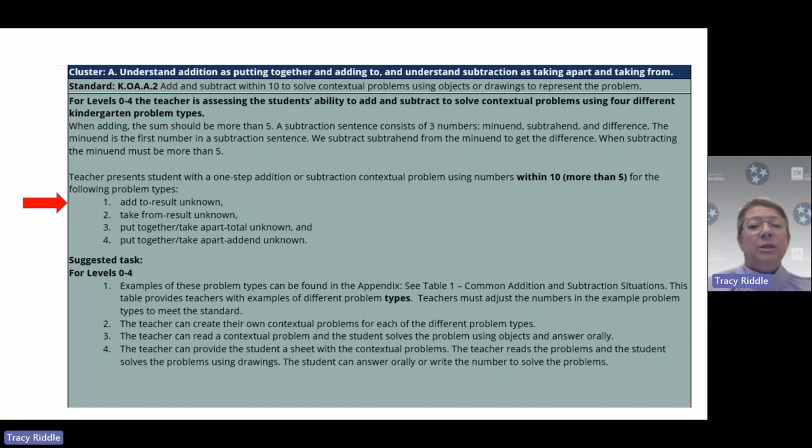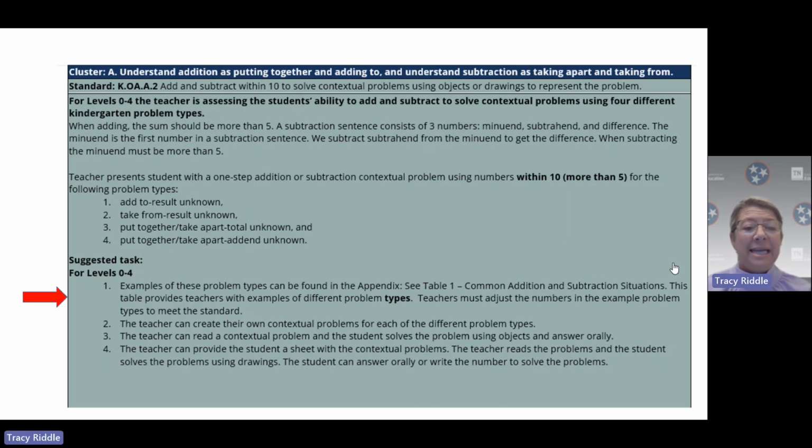Teachers present students with a one-step addition or subtraction contextual problem using the numbers more than 5 but within 10 for the following problem types. These are the 4 kindergarten problem types: add to, result unknown; take from, result unknown; put together, take apart, total unknown; and put together, take apart, add in unknown.